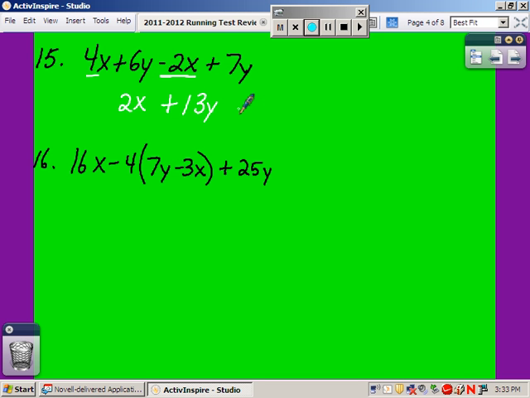A little bit more complicated in number 16. I have this negative 4 out here. A lot of people like to forget the negative and just multiply with the 4. You should treat it like these two things are together. So I'm going to leave the 16x here for a second.